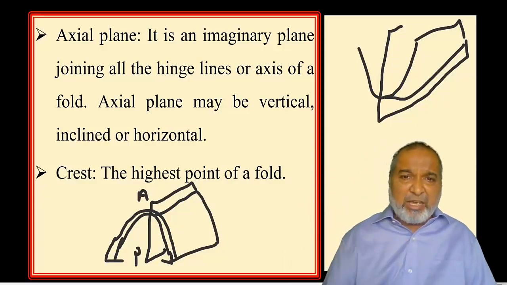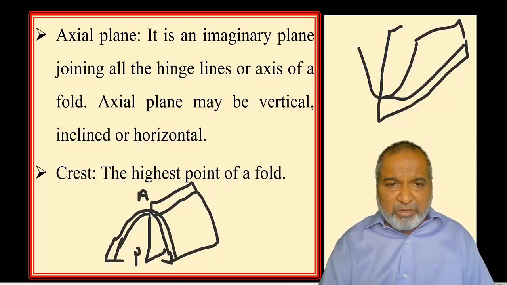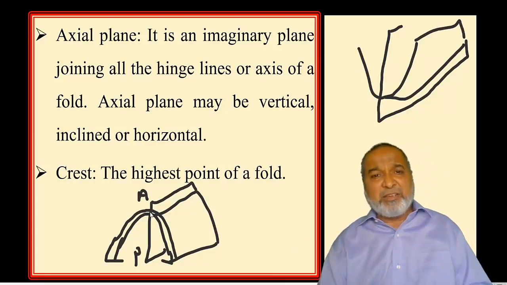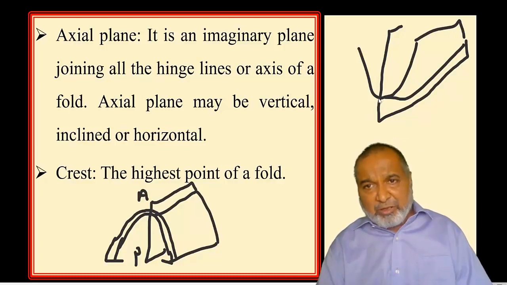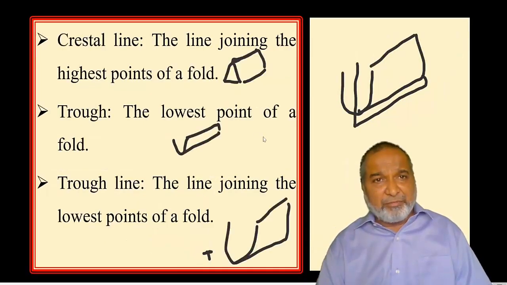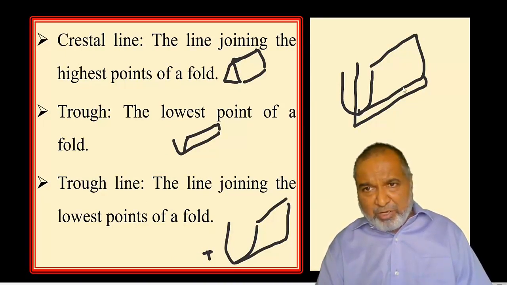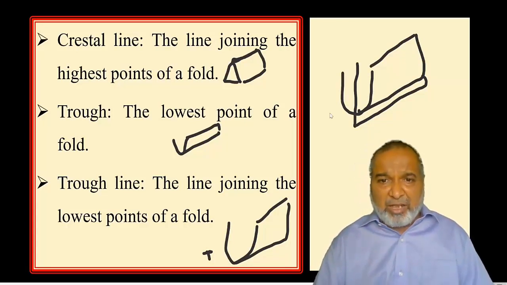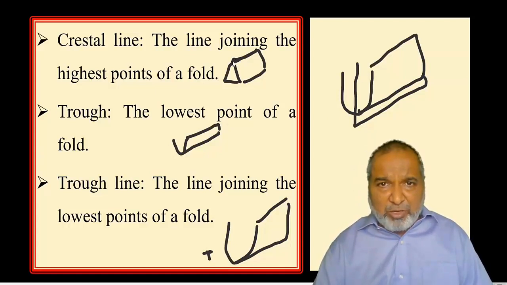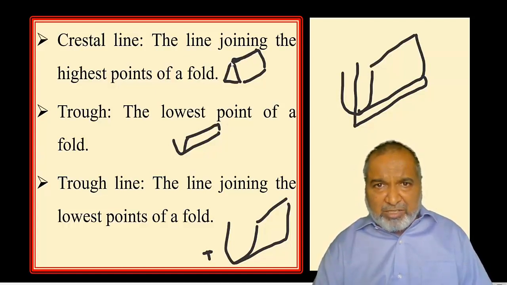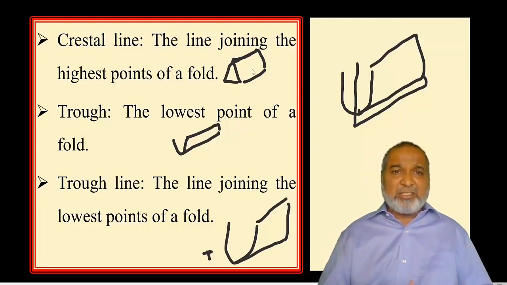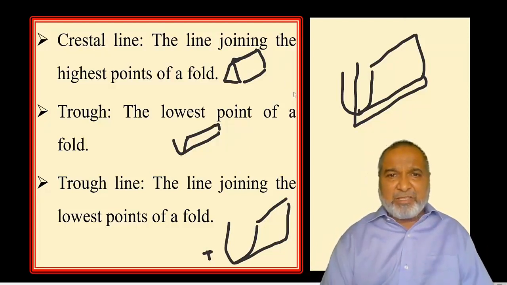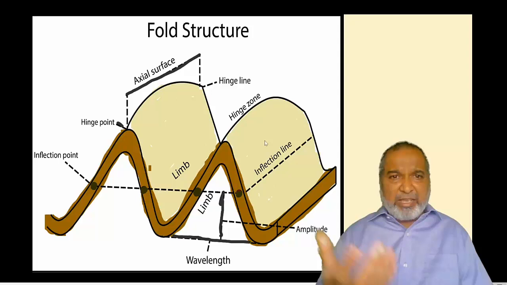The crest is the highest point on the fold, and whichever is the lowest point is called the trough. The line joining the depressed points is called the trough line. Similarly, the line joining the highest points on the top, on the crest, is called the crestal line. Crestal line, trough line. And the trough is simply the lowest point in the syncline. The same way we have shown.